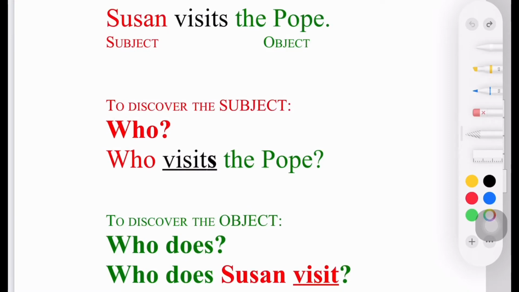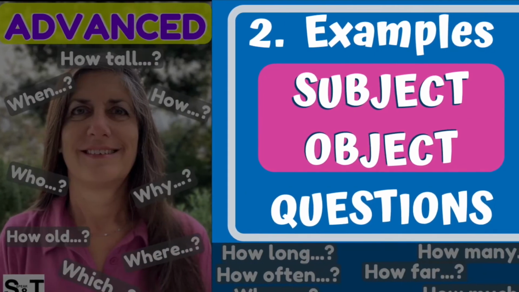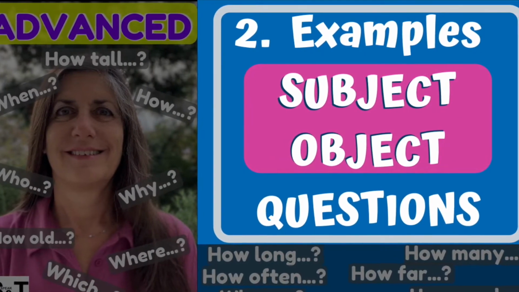Okay, so this is very important. Most questions are asked when we want to discover the object. So who does, who did, and so on. 90% of the questions are asked when we want to know the object of a sentence and not the subject of a sentence. However, there are questions where we need to know the subject and then we'll be asking with who. We can also ask questions with other words such as how, but we'll get to see that as we're going along.